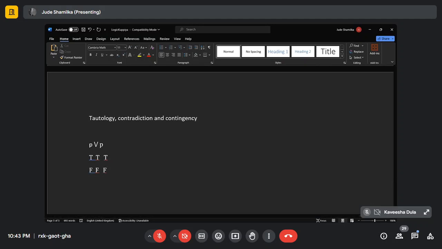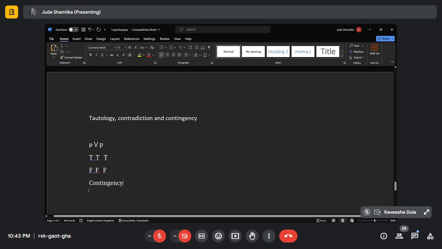Okay, you got that right, guys? I hope you got that. So this is not a tautology, but we call this contingency. Why do we call it a contingency? Because it contains both true and false values.